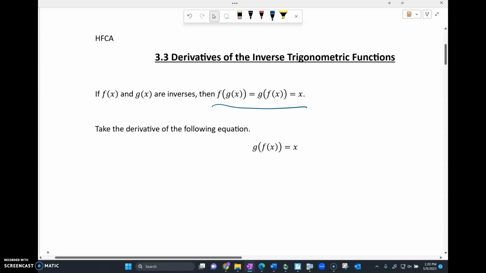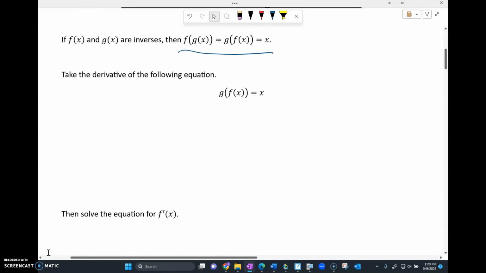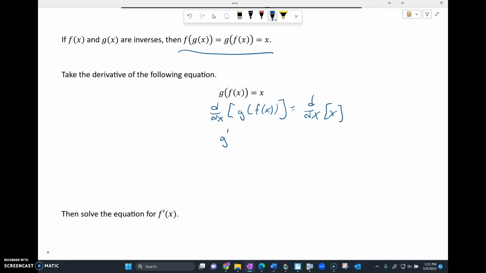Okay, so we're going to take the derivative of this. As we go through and do the derivative for this function, we can use our notation here and say that d/dx of g of f of x equals d/dx of x. On the left-hand side, we're going to use the chain rule to unpack that. This would be the derivative of the outer function, g prime of f of x, times the derivative of the inner function, which is f of x, equals, and the derivative of x is just going to be 1.